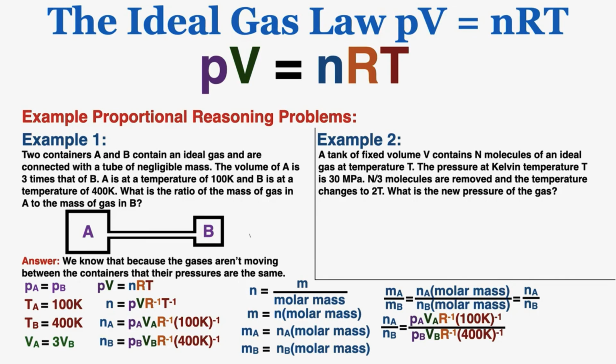So I rewrite that using the equations I have for Na and Nb, and I'll write those equations entirely in terms of the variables for B. I know that the pressure of A is equal to the pressure of B, and the volume of A is equal to 3 times the volume of B, so I can replace those.